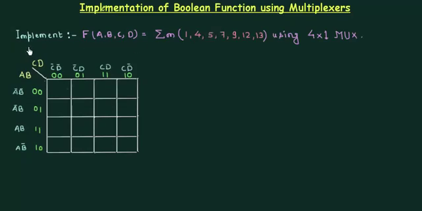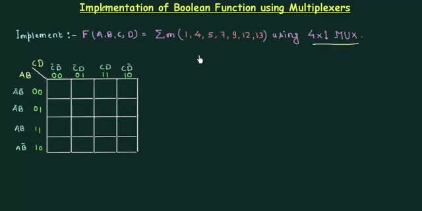We will learn it by a problem that I have already written here. We have to implement the function f, having the 4 variables and the minterms are given, and we have to implement it by using a 4x1 mux. So this is the format of the question that will be asked in your exam, and you have to do the implementation depending upon the mux written here.